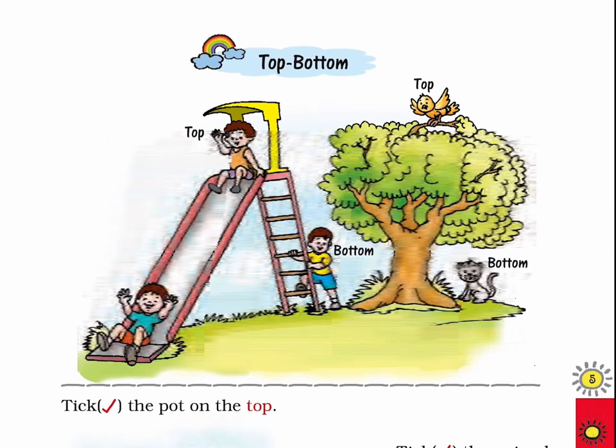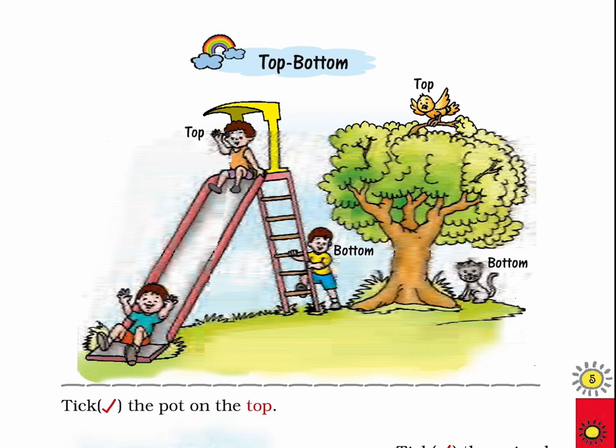On page 5, part 1. Picture 1 shows a slide with 3 children at different places of the slide. Child 1 is standing at the lowest step, that is, the bottom of the stairs, ready to climb up. The second child is seated at the top of the slide, ready to slide down. The third child is at the bottom of the slide.